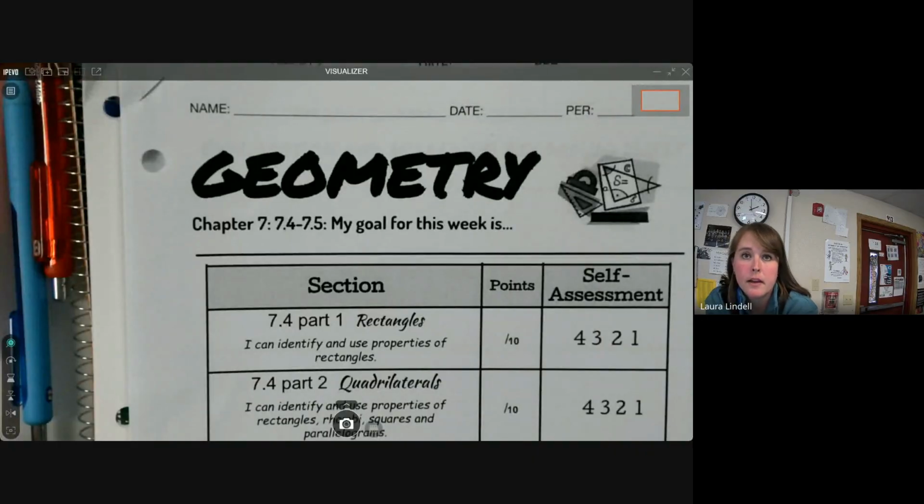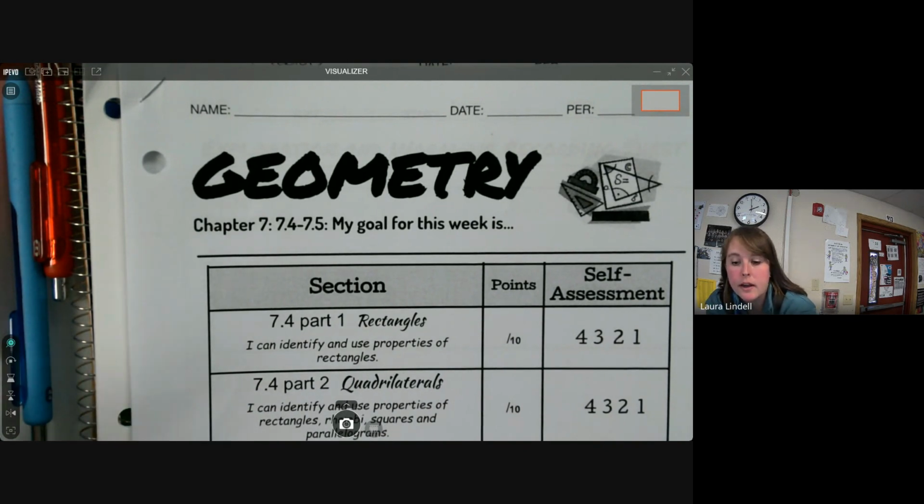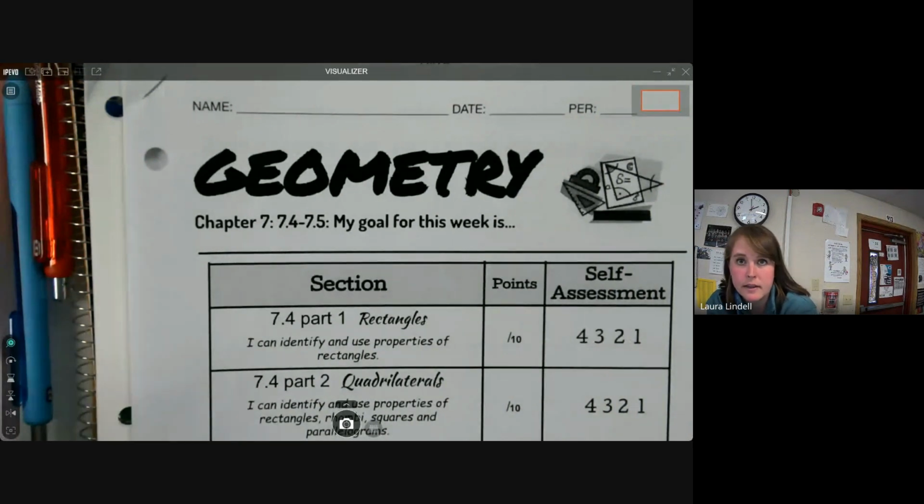Hey everyone. Okay, so today we're going to start with our conversation on 7.4. And 7.4 and 7.5 are the only two remaining sections in this chapter.